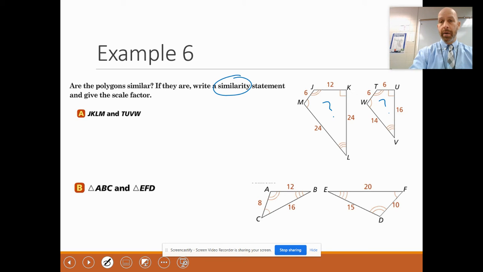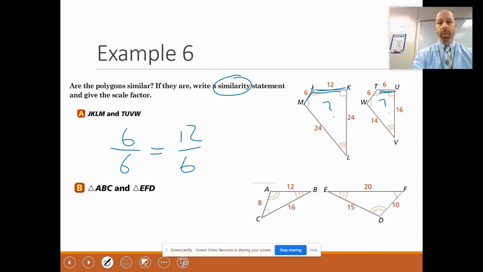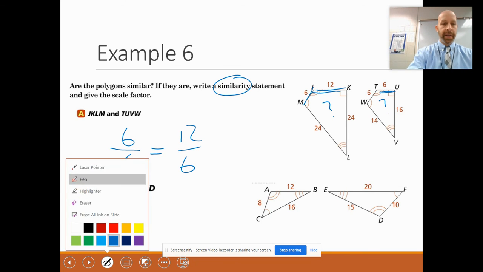So let's compare this side here, which is MJ, 6, which would go to WT. So 6 is to 6. Well, that looks encouraging. And then this side here, which is 12. Okay, I can pretty much stop right now. Would you say that this is a true proportion? I would say heck no, right?